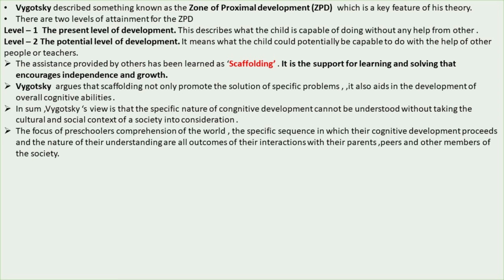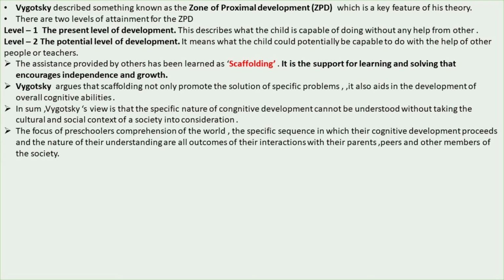Vygotsky described something about the zone of proximal development, which is a key feature of his theory. There are two levels of attainment for the ZPD. Level 1, the present level of development. This describes what the child is capable of doing without any help from others. Level 2, the potential level of development. It means what the child could potentially be capable of doing with the help of other people or teachers. The assistance provided by others has been termed scaffolding. It is the support for learning and problem solving that encourages independence and growth.